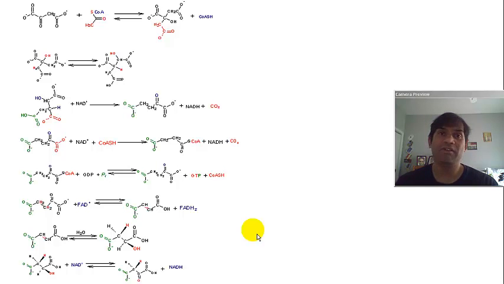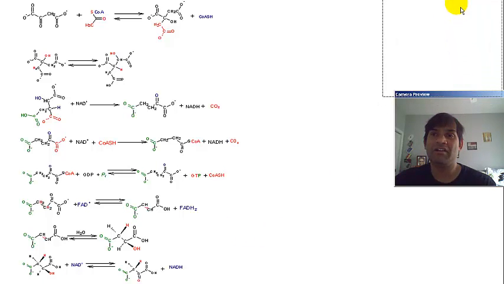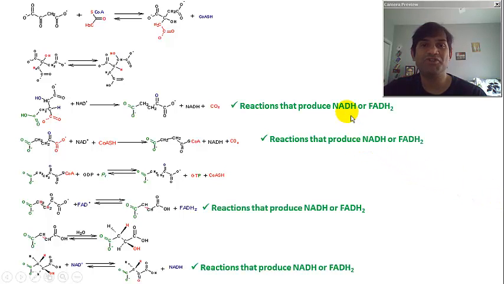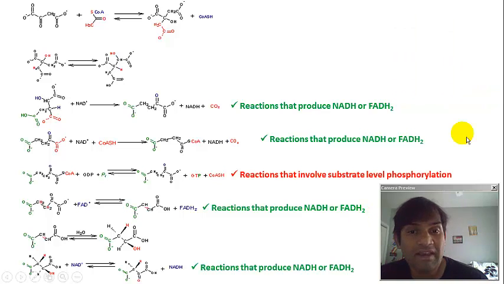A couple of things that you want to keep in mind when you look at the reactions of the TCA cycle are reactions that produce reducing equivalents. So here we have reactions that produce NADH or its counterpart FADH2. Those are going to be pivotal because those will donate their electrons to the electron transport chain. Also, you want to be aware of reactions that produce energy in the form of substrate level phosphorylation. We contrast substrate level phosphorylation with oxidative phosphorylation. Now that GTP is essentially equivalent to ATP.